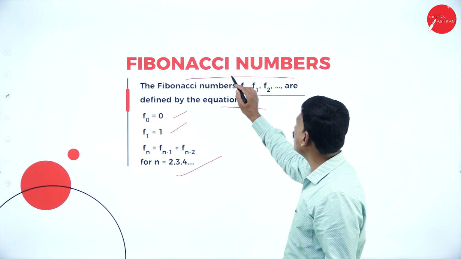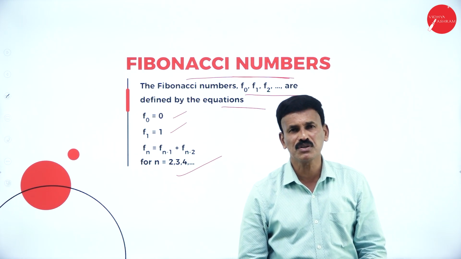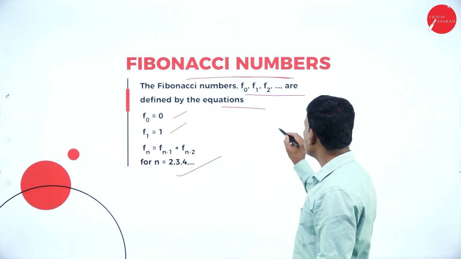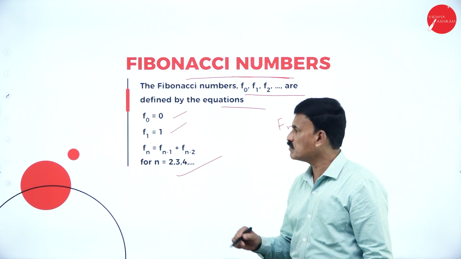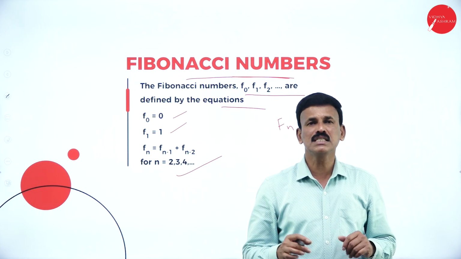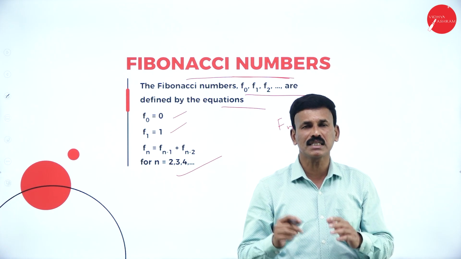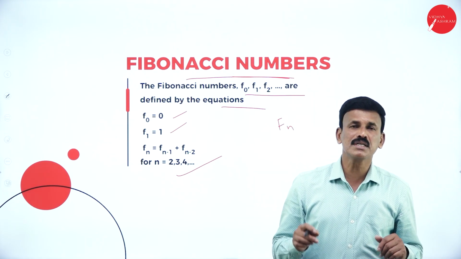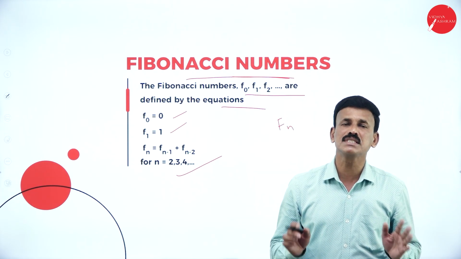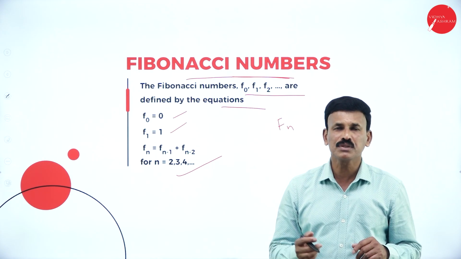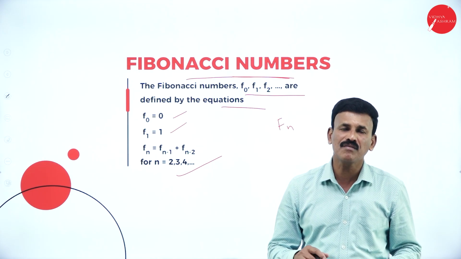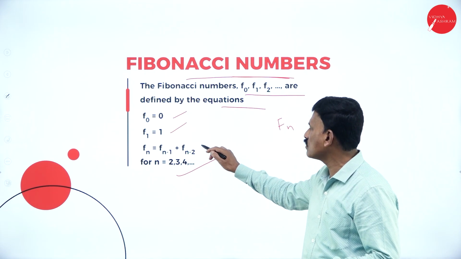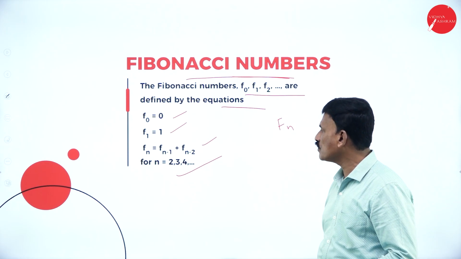Now actually, what is the meaning of these Fibonacci numbers or Fibonacci sequence? The Fibonacci sequence is commonly denoted as f of n. This f of n forms a sequence in which each number is the sum of the two preceding numbers. That is called the Fibonacci numbers, or Fibonacci sequence, denoted as f of n is equal to f of n minus 1 plus f of n minus 2.